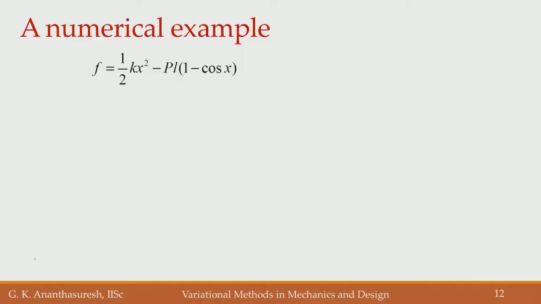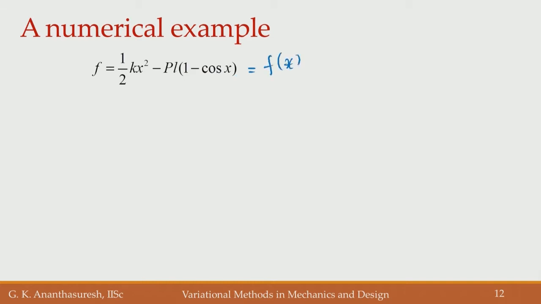Hello again. So, let us continue our discussion of this detour of finite variable optimization, necessary and sufficient conditions without constraint, unconstrained minimization. We discussed necessary and sufficient conditions. Now, let us take this one variable problem and do a numerical example that is shown here. F equal to half kx square minus PL times 1 minus cosine x.